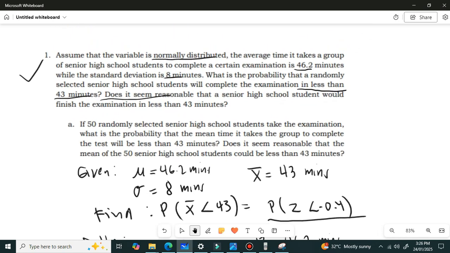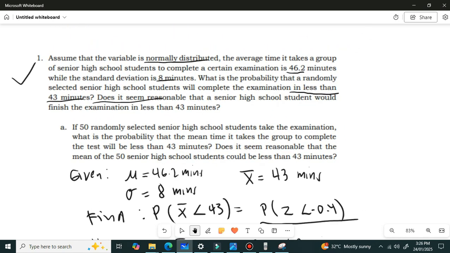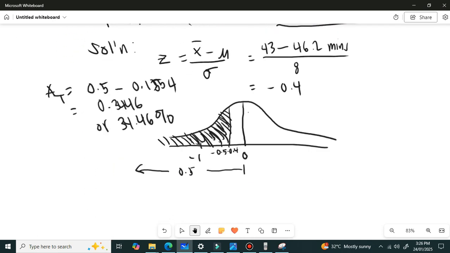So our question: does it seem reasonable that a senior high school student would finish the exam in less than 43 minutes? Yes, it is reasonable because our area or the probability is greater than 1%.